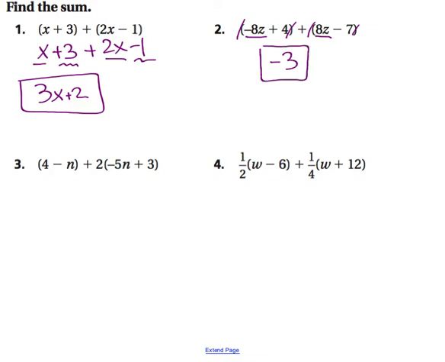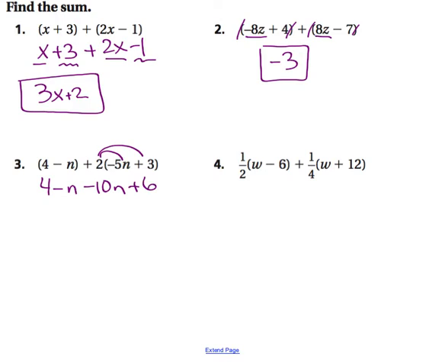Next example. 4 minus n plus 2 times parentheses negative 5n plus 3. The first set of parentheses don't do anything. I can just get rid of them. The second set require distributing. 2 times negative 5n is negative 10n. 2 times 3 is 6.